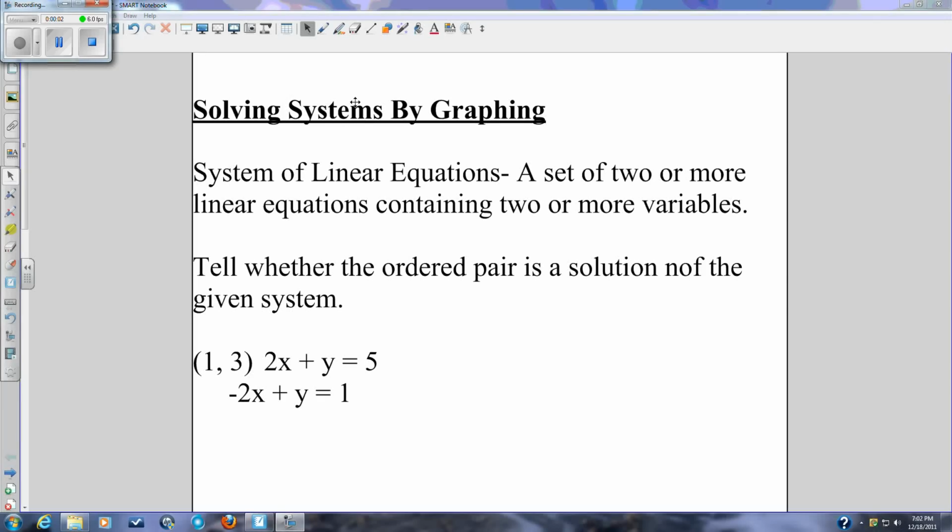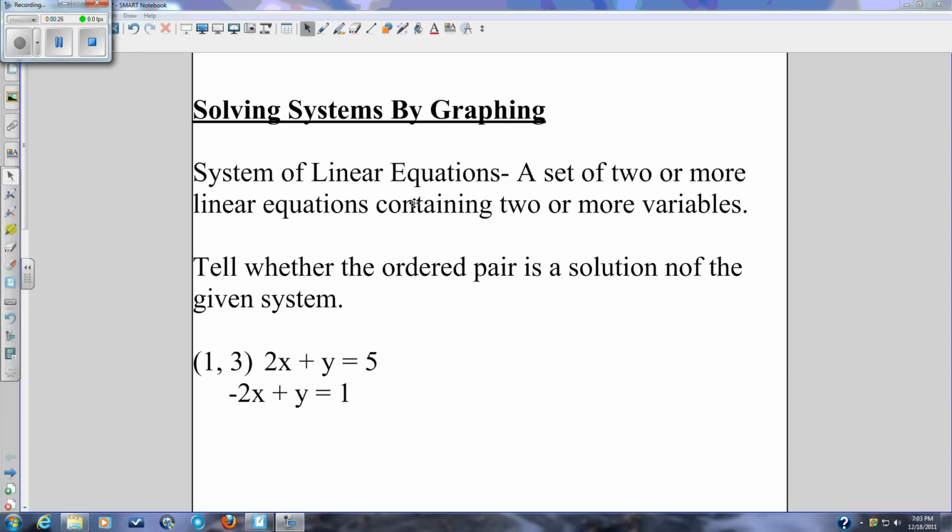Today we're going to be talking about solving systems of equations by graphing. And our first topic is systems of linear equations. We need to define what a system of linear equations is, and it is a set of two or more linear equations containing two or more variables.